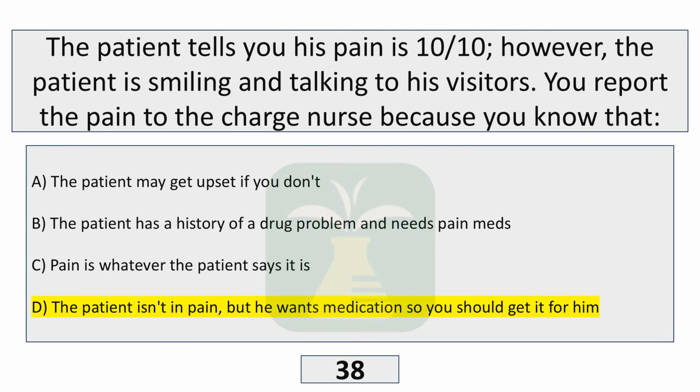Correct answer, C. Pain is whatever the patient says it is. Pain is subjective. This means that there is no way to measure pain. Pain is always whatever the patient says that it is. Different patients have different pain thresholds. While one patient may be crying and grimacing in pain, another patient may be able to talk through it.